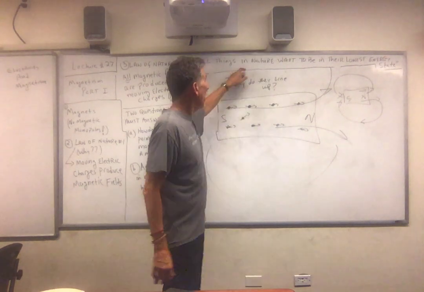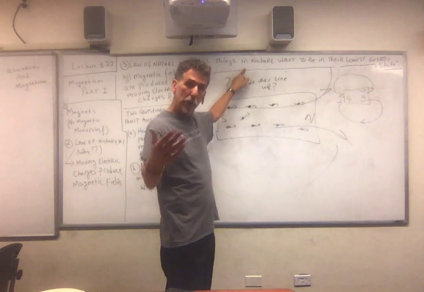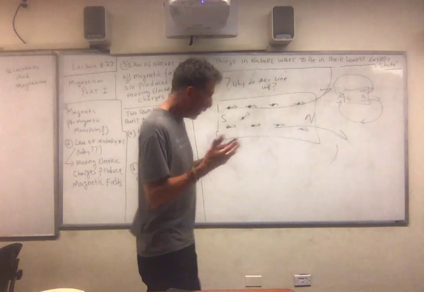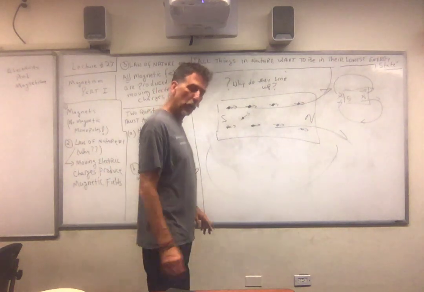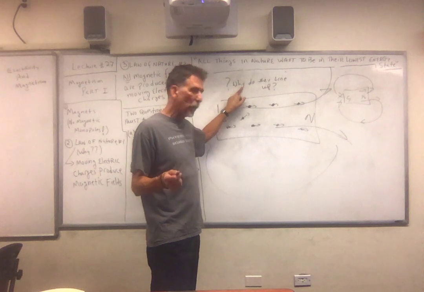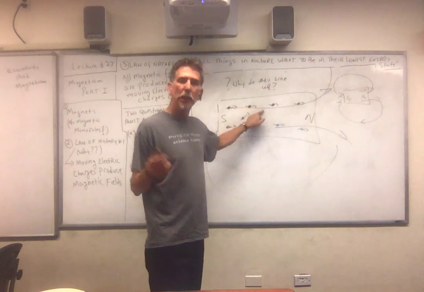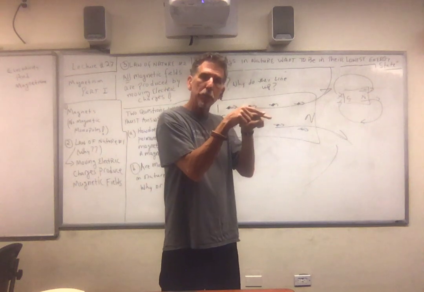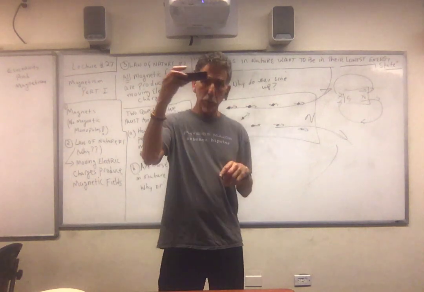Why? Because everything wants to be in its lowest energy state, like you do right after this lecture. Go have a nice glass of wine and sit on the couch and go to your lowest energy state. So only very few special systems is the lowest energy state such that the individual magnetic fields line up. And that's what a bar magnet, a permanent magnet is.